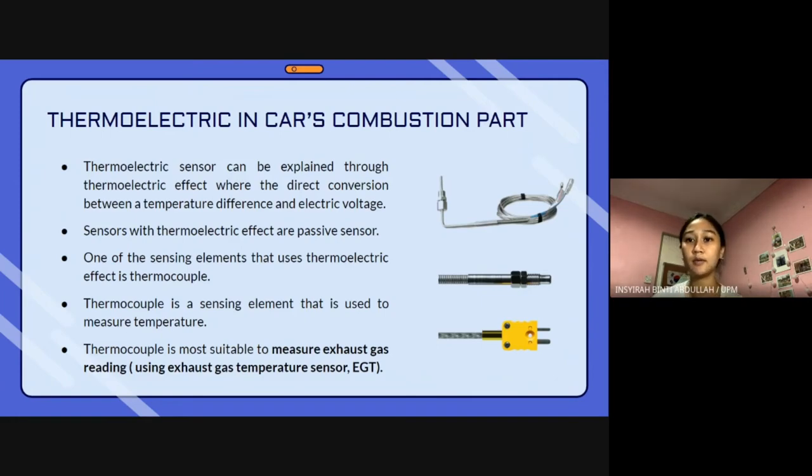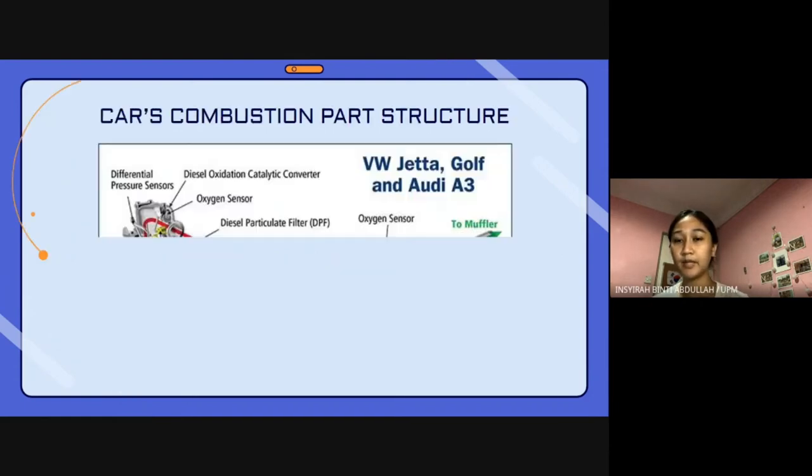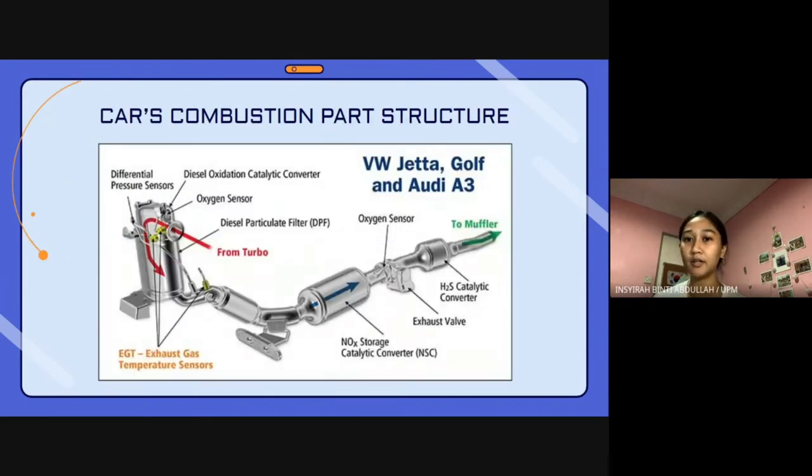Thermoelectric sensors are passive sensors, such as sensors that use heat, thermal, and so on. One of those sensing elements that uses the thermoelectric effect is the thermocouple. A thermocouple is used to measure temperature because it's a passive sensor, and the place that is most suitable to use a thermocouple is to measure exhaust gas reading, by using it as a temperature sensor for the exhaust gas. Next, Isma will explain B.